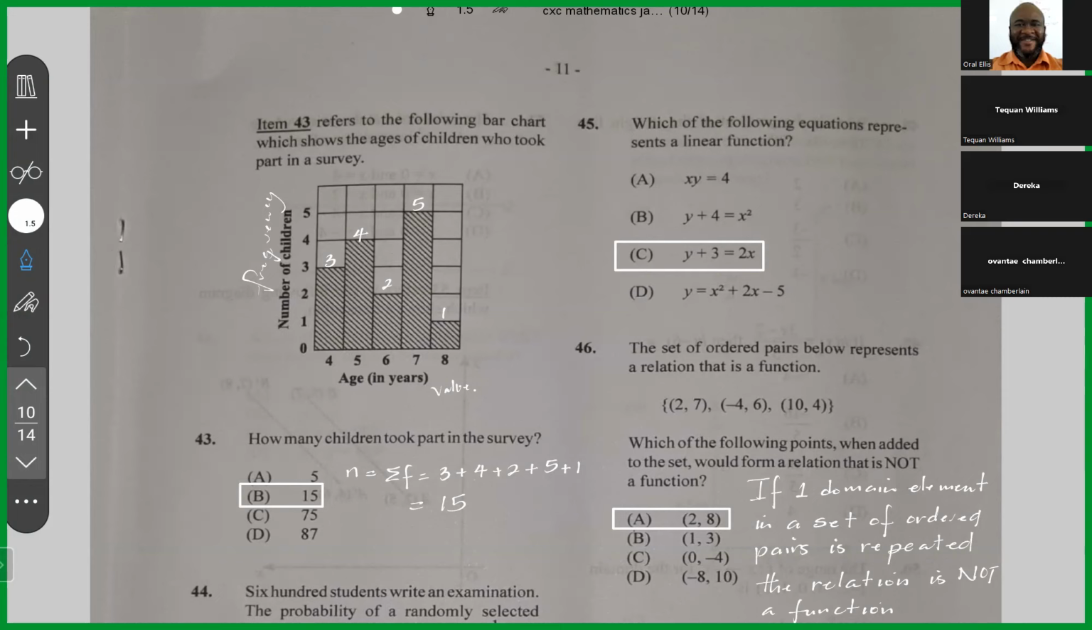Number 45 is asking which of the following equations represents a linear function. Now, a linear function is a function of this form: y is equal to mx plus c. The answer is e, which is y plus 3 is equal to 2x, can be expressed in that form. It's y is equal to 2x minus 3. So this is in the same form as that. So e is a linear function.